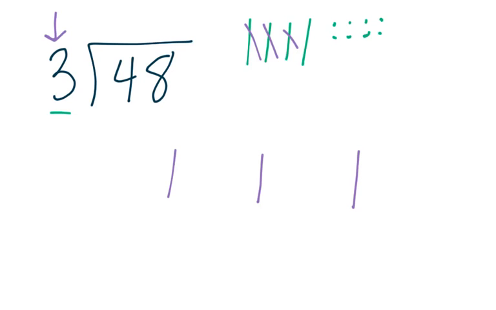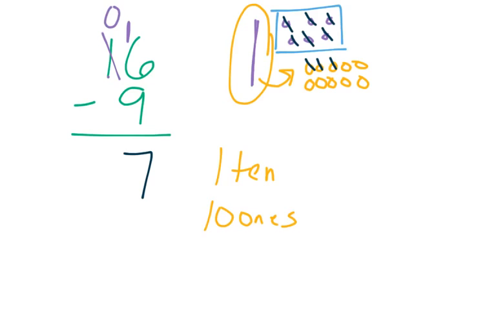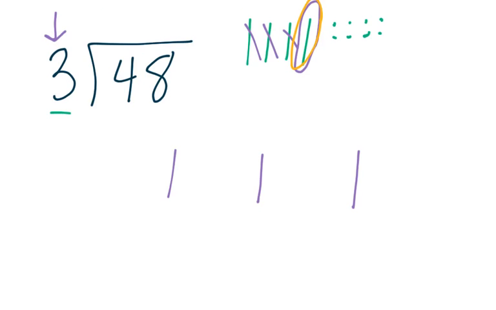Now I've started out my 3 groups, and I notice that I have one of these 10 blocks left. I can't take that 10 block and give it to any one of those groups because then they'd have more than the other. So what I have to do with this 10 block is regroup and change it to ones. Like we said before, 1 ten is equal to 10 ones. So I'm going to take this 10 and change it into ones.